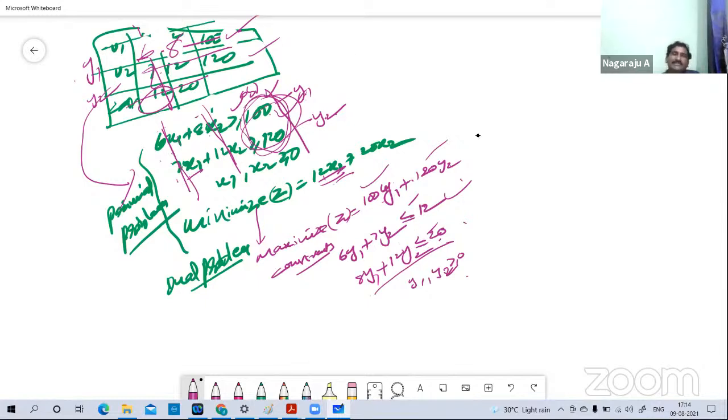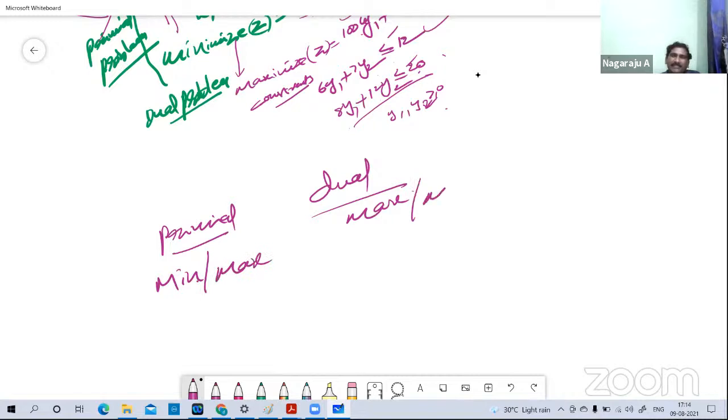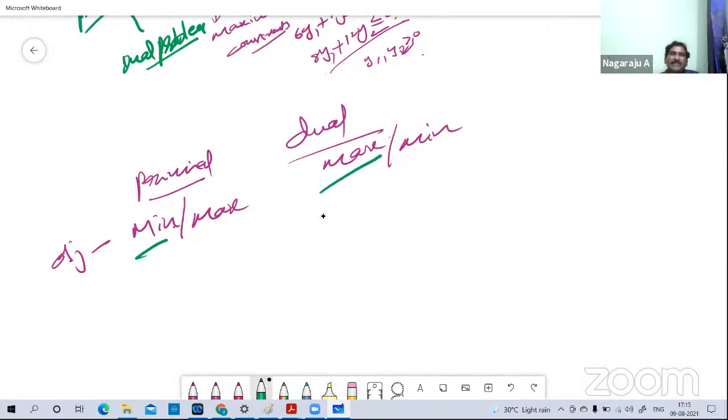What I did, you should mention, is the primal and the dual problem. If the primal is a minimization, it will be converted to maximization. If it is a maximization, it will be converted to minimization. So in the dual, the objectives are converted. Second comes the constraints.